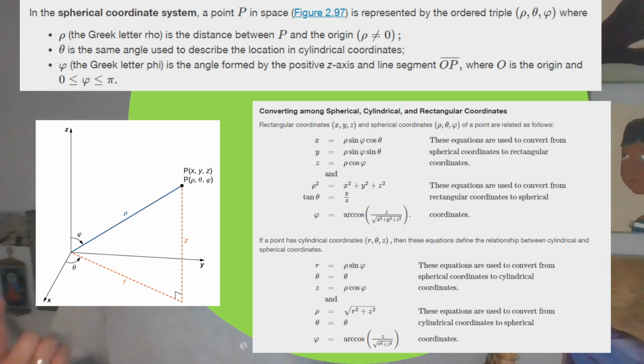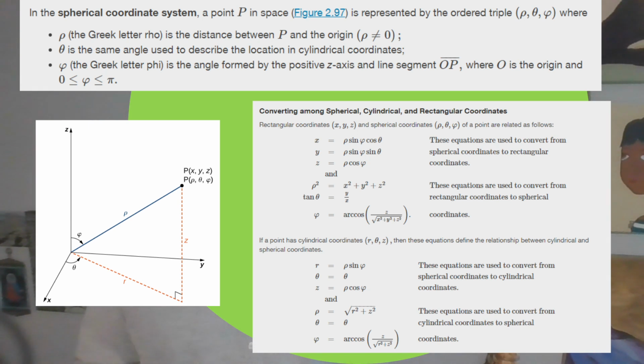If we let our phi go from 0 to pi over 2, then we're only going to cover the top half of our space, so the first 4 octants that are above the xy plane, where z is positive. And if we go from pi over 2 to pi, then we're going to get the bottom half of that. And so that's how we're going to get our measurements. The very important transformation that we're going to need to remember is x is equal to rho times sine phi times cosine theta, and y is going to be rho times sine phi times sine theta, and z is going to be rho times cosine phi.